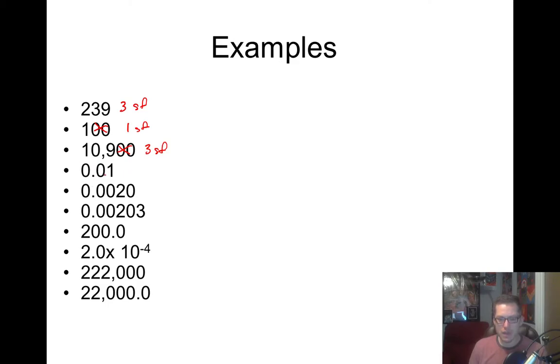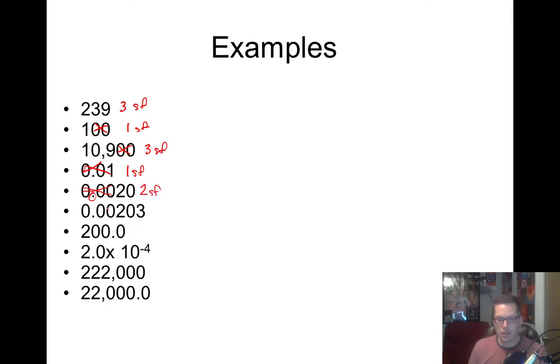Leading zeros never count, even if there's a decimal point. Don't get thrown off. So this guy has 1 sig fig. These leading zeros never count. Now this guy, we've got 2 different kinds of zeros. We've got leading zeros and a trailing zero. Leading zeros never count, so we'll just go ahead and cross those off. Trailing zeros only count if there's a decimal. Look, there's a decimal right there. So this guy has 2 sig figs.